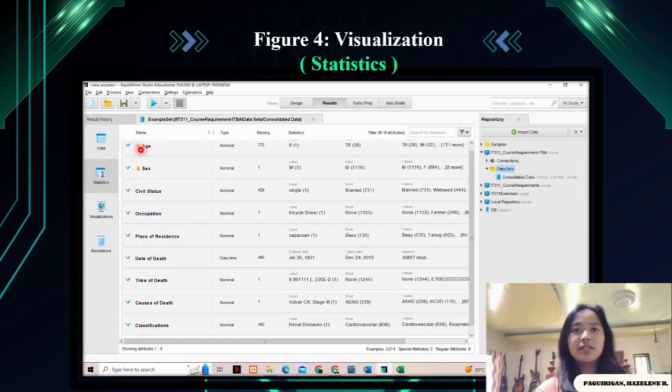As we can see here in the statistics, the missing number in age is 772, the missing number in sex is 1, and civil status is 429, occupation is 1, place of residence is 1, date of death is 486, time of death is 1, cause of death is 1, and classification is 406.